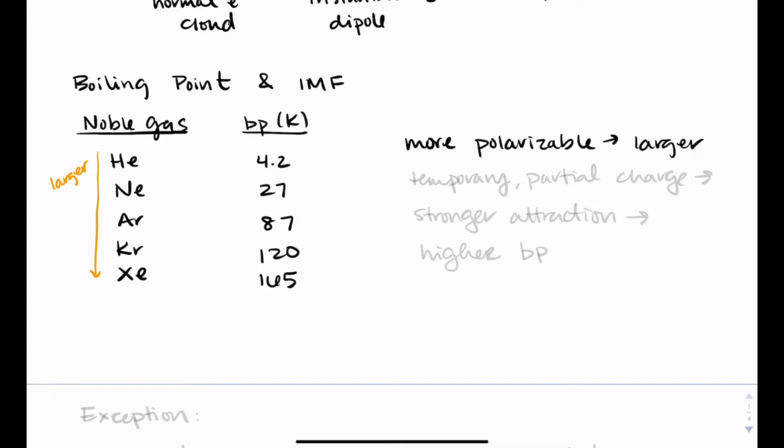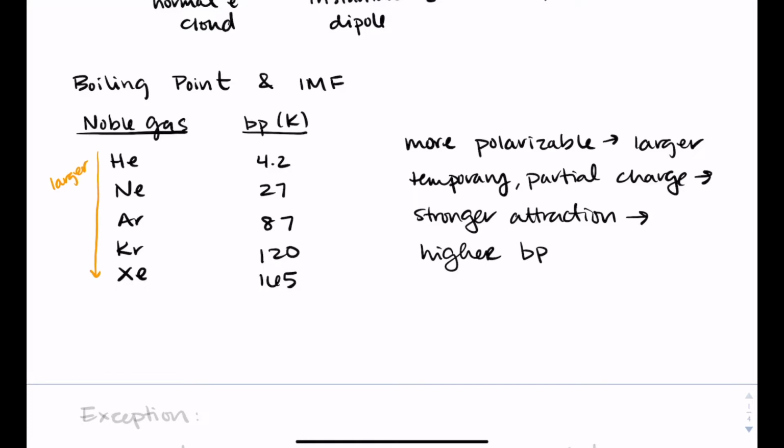So what's happening is that as the atom gets larger, it gets more polarizable. It means that the temporary slash partial charge is a larger magnitude. This results in a stronger attraction between those molecules. And to boil a sample, you have to overcome that attraction. That's the interaction that we're breaking when we take something from a liquid to a gas. So it results in a higher boiling point because we have to break a stronger force in order to boil the sample.